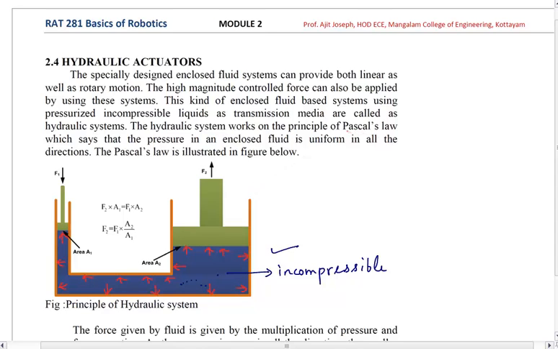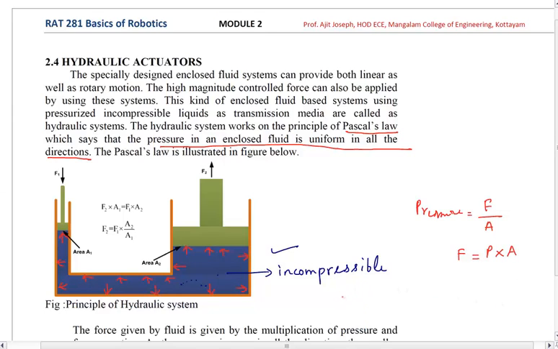Now, using Pascal's law, which says that the pressure in an enclosed fluid is uniform in all directions. That means in all places in the boundary it is uniform. There is no change. Then if you are looking at the pressure, what is pressure? Pressure is force per unit area. So the force being experienced is pressure into area.